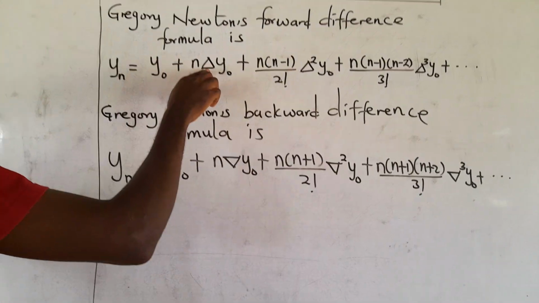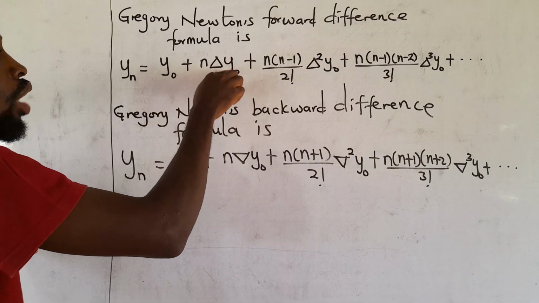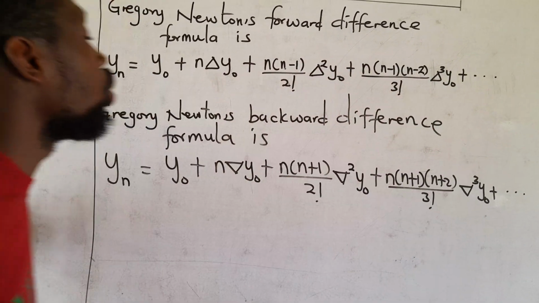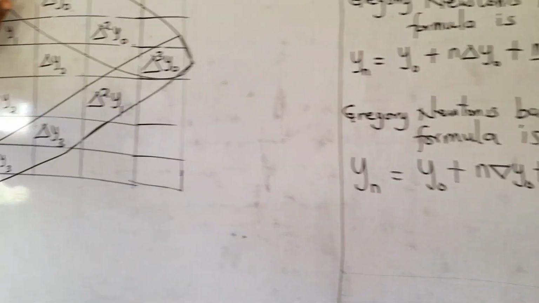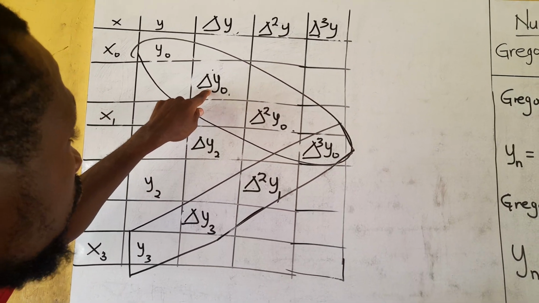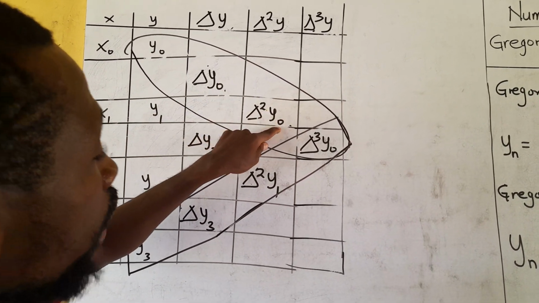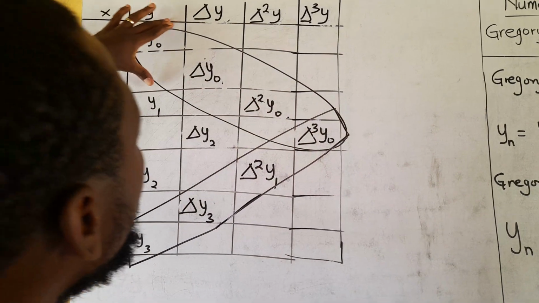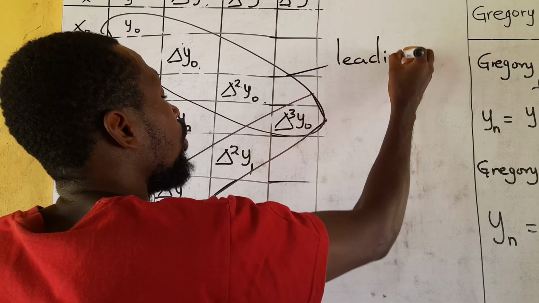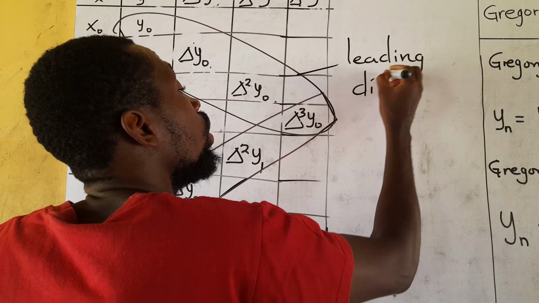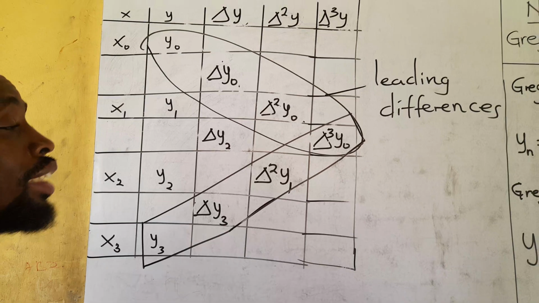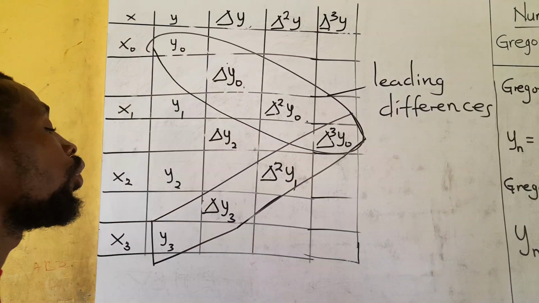Now, how do we get our y naught, delta y naught, delta square y naught, delta cube y naught? So how do we construct the difference table? This value here is y naught. The first difference, delta y naught. The second difference, delta square y naught. The third difference, delta cube y naught. These are the leading differences. So you just use that formula to get your values. You just use these values and substitute into your formula to get what we are looking for.